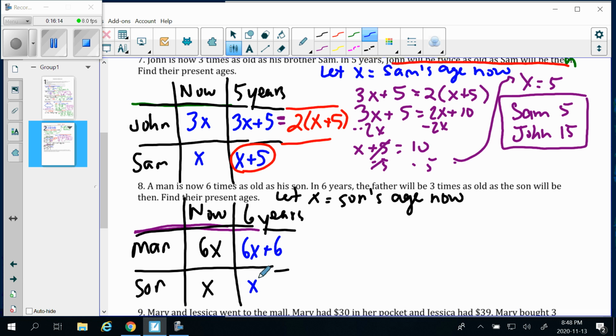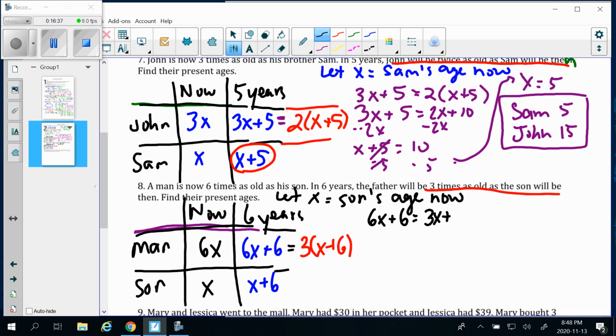But that's not all the information we have. We also know that at that time, in 6 years, the father will be 3 times as old as the son. So we also know that this guy is going to be 3 times as old as the son is then over here. And there's the key to our equation. So we're going to solve that.